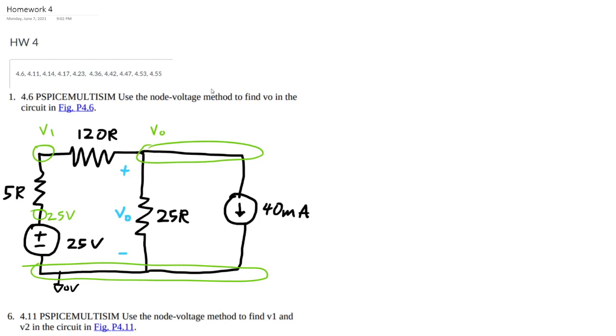So, since we're only looking for VO, to simplify the analysis, we can combine these two resistors and not worry so much about V1. That way it'll be a straight shot to the 25 volts instead of the 25 volts minus V1, and so on.